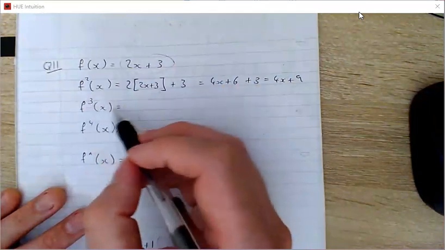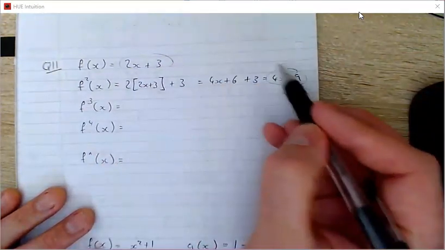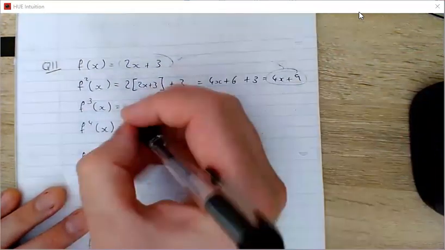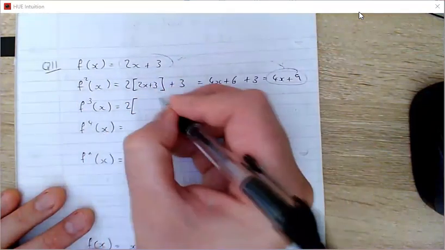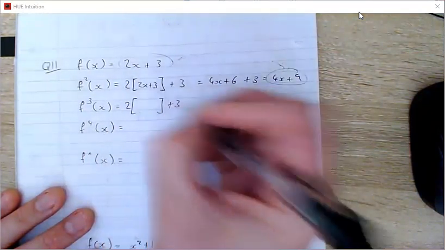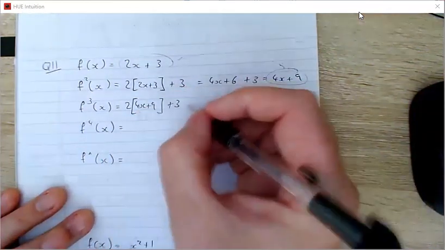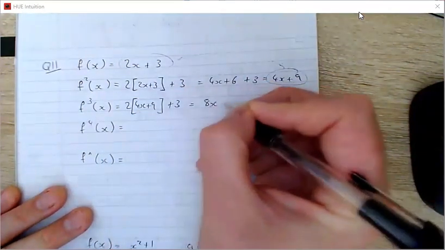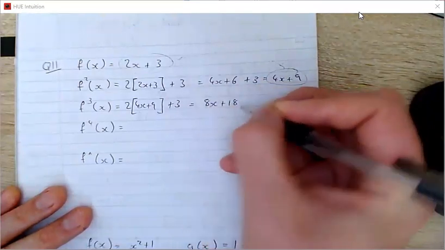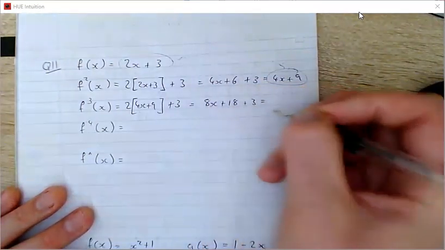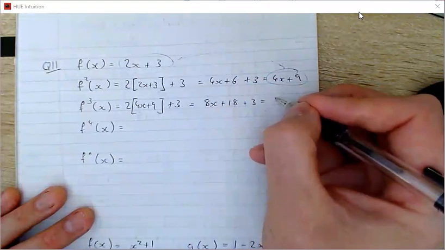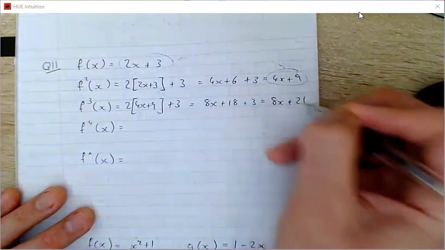F cubed of x means plug f squared back into f of x again. So that's going to be twice x plus 3, but this time you're plugging in 4x plus 9. So that's going to give us 8x plus 18 plus 3. So that's 8x plus 21.